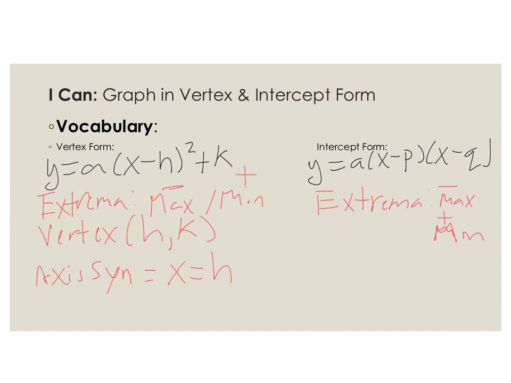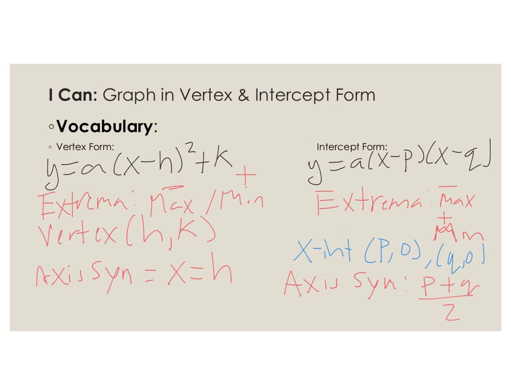Now, intercept form is because we can solve for the x-intercepts. The x-intercepts are going to be (p, 0) and (q, 0). Now we can use the intercepts to help us solve for vertex and axis of symmetry. The axis of symmetry has a little formula similar to negative b over 2a, but instead it is p plus q divided by 2.